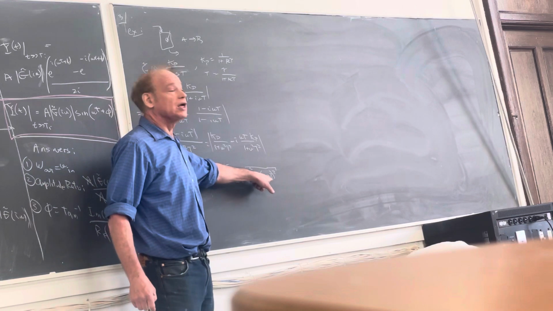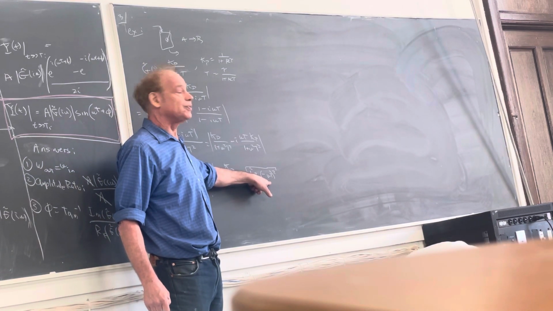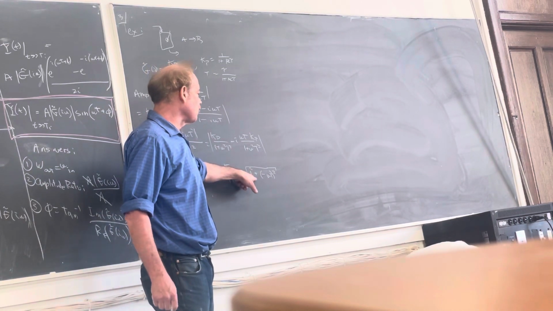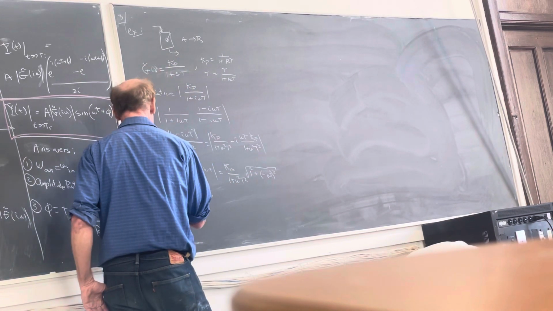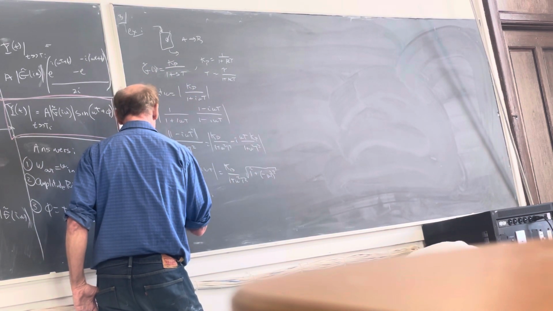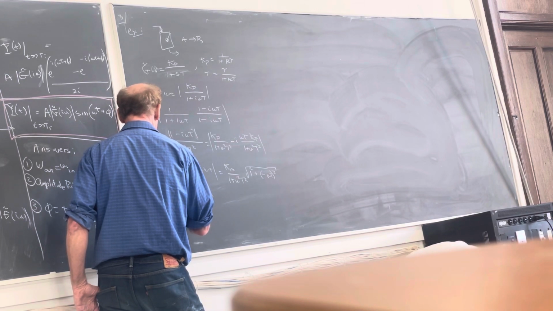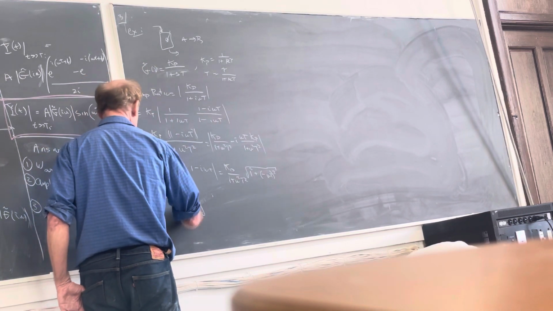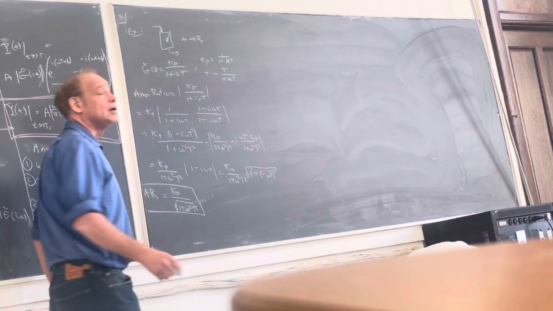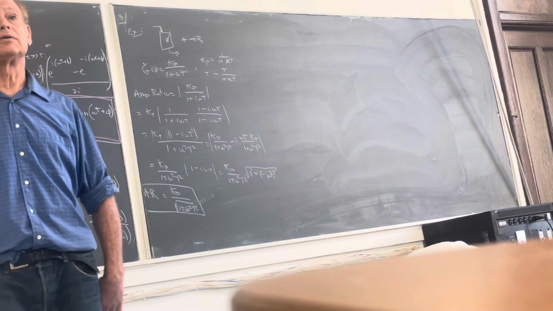Well, this is 1 plus omega squared t squared, square root of 1 plus omega squared t squared over 1 plus omega squared t squared, which is kp over the square root of 1 plus omega squared t squared. So this is the amplitude ratio. Are there any questions on that calculation?